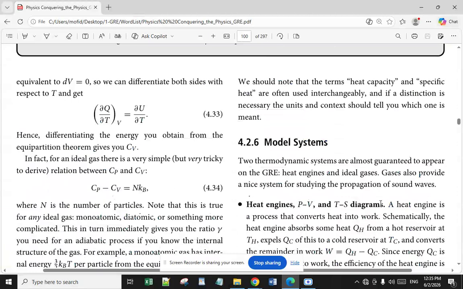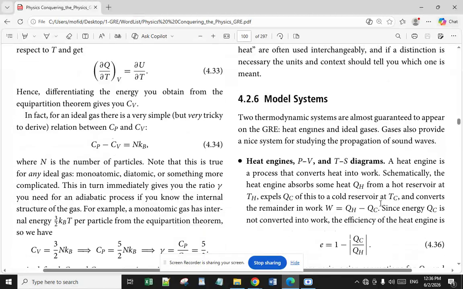So we can differentiate both sides with respect to T and get ∂Q divided by ∂T at constant volume is equal to ∂U divided by ∂T. Hence, differentiating the energy you obtain from the equipartition theorem gives you CV. In fact, for an ideal gas, there is a very simple but very tricky to derive relation between CP and CV: CP minus CV is equal to N kB, where N is the number of particles. Note that this is true for any ideal gas, monatomic, diatomic, or something more complicated.